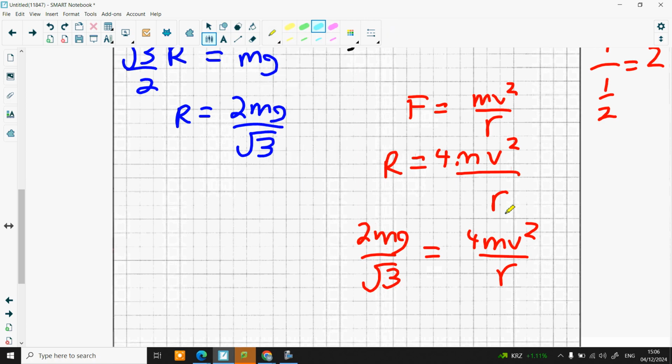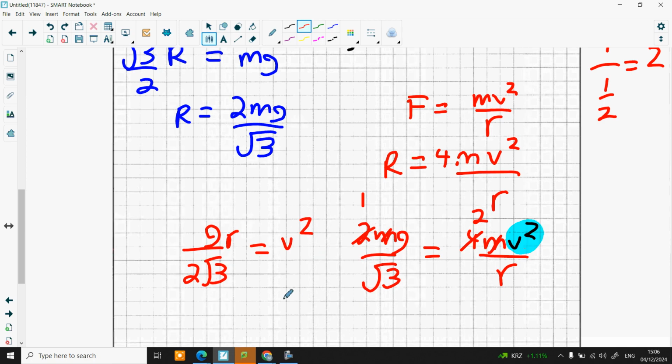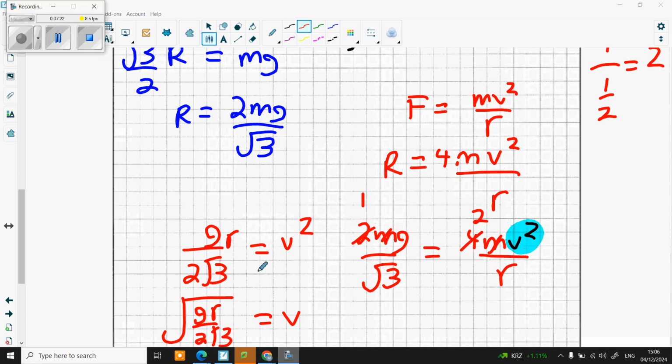I'm going to isolate v squared just to aim it again. So 4 turns into 2 and 2 turns into 1. Going to divide, and the m's cancel. So it's going to be g over 2 root 3. Cross multiply up to small r equals v squared. And then what I'm going to do after that? Square root of, root gr over 2 root 3. What do you think?